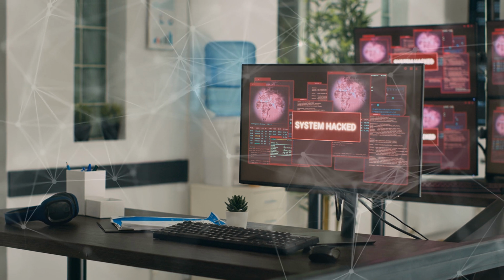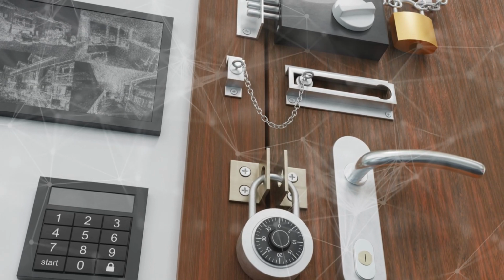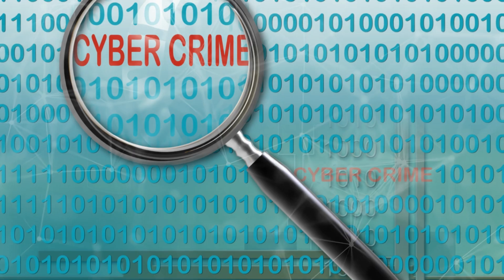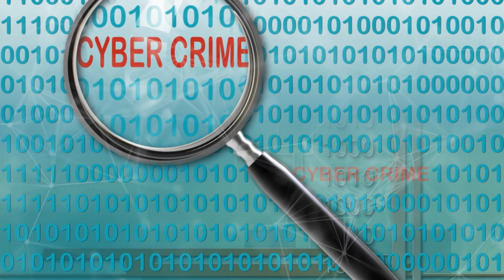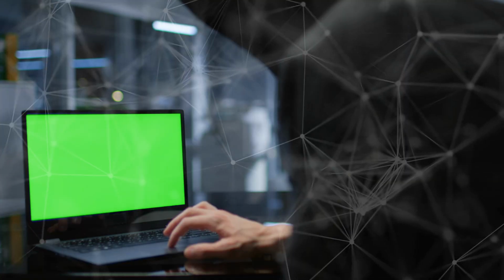Think of your computer system like a house. You have strong doors, secure windows, and maybe even an alarm system. Now imagine your house has a hidden door, a secret entrance that you don't know about. This is a zero-day vulnerability. Attackers who know about this door can bypass all your security measures and enter your house undetected.